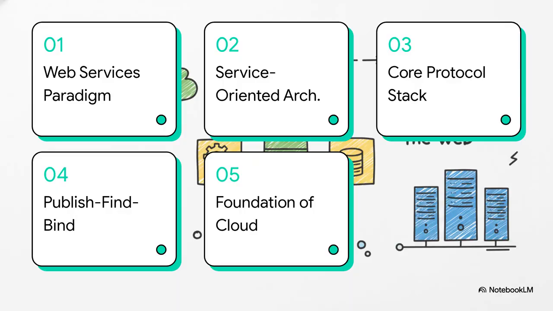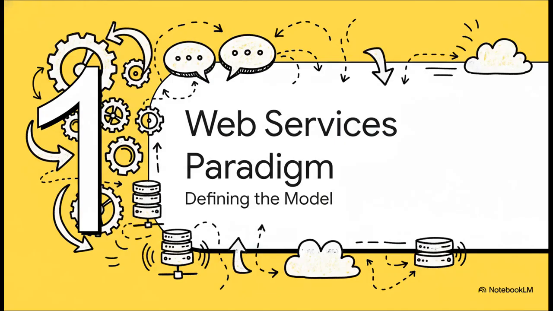So, here's our game plan for today. We'll kick things off by figuring out what a web service actually is. Then we'll zoom out to see the design philosophy it lives in, which is SOA. After that, we'll get into the nitty-gritty with the core protocols, see how they all play together in the publish, find, bind workflow, and then, most importantly, we'll tie it all back to why this is the engine behind pretty much everything as a service in the cloud. Okay, let's dive right in.